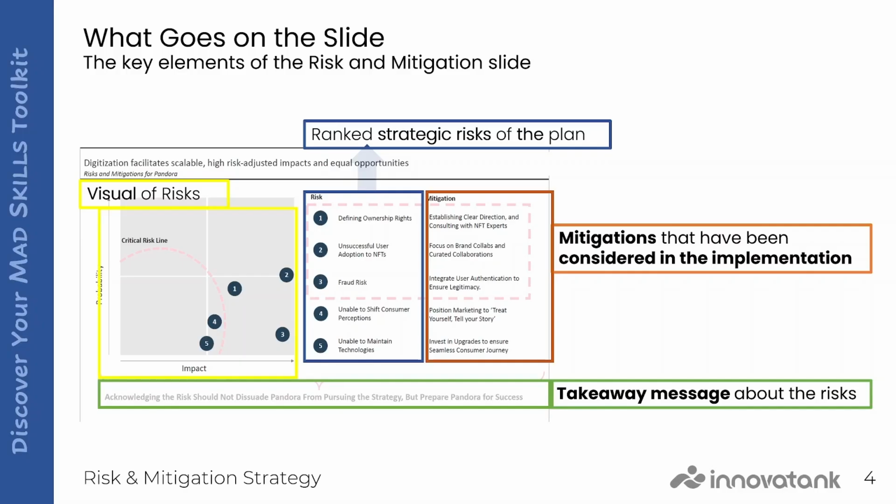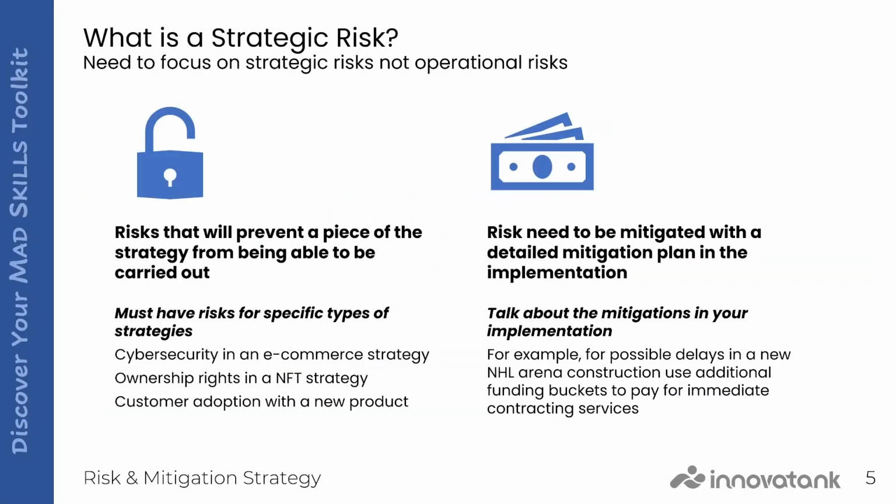Mitigations should show up in your implementation. So they become steps in the implementation so that you show that you're mitigating the risks as you go through the plan. And you can have a takeaway message that talks about the risks as you go through. What's a strategic risk? And why do you focus on the strategic risks? Because they will prevent a piece of the strategy from being carried out.